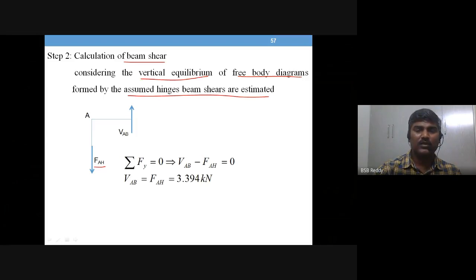Now apply vertical equilibrium. Right, so this is the assumed direction, and this is the value that you want now. So for FAH, take some direction as positive. Here upward is taken as positive: VAB minus FAH is equal to 0. So VAB is equal to FAH, so 3.394.